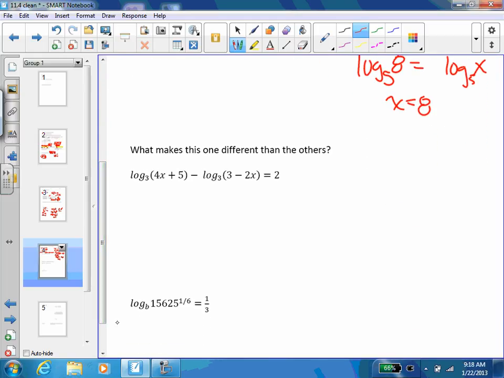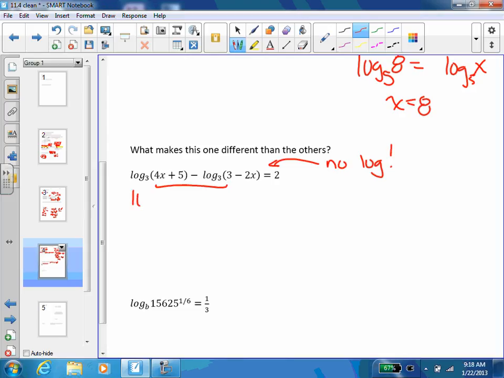Okay, what makes this one different than the others? There's a missing log. There's no log. So there's no way that I can make the left side equal to the right by just looking at the arguments. Do you see that difference? But the process is still the same. We've got too many logs going on the left side. We want to have a simple log statement. So what am I going to do to simplify this out? I'm going to divide, right?